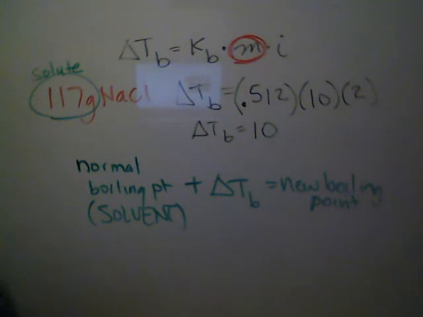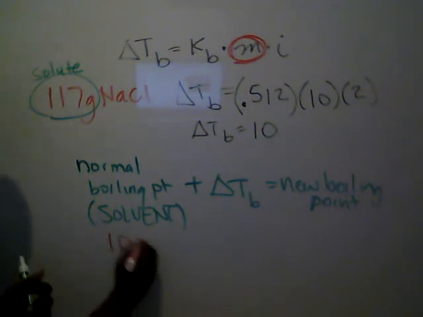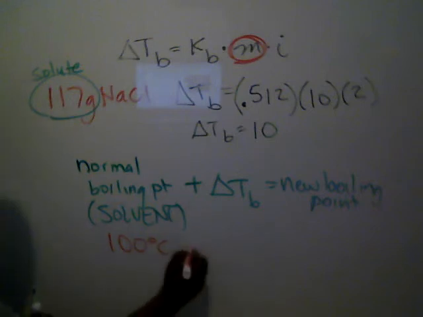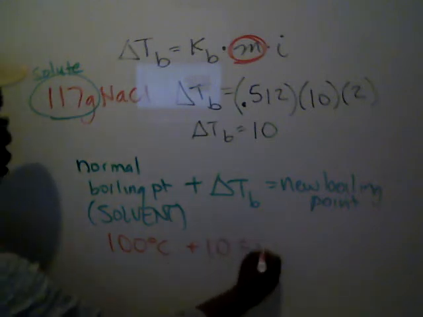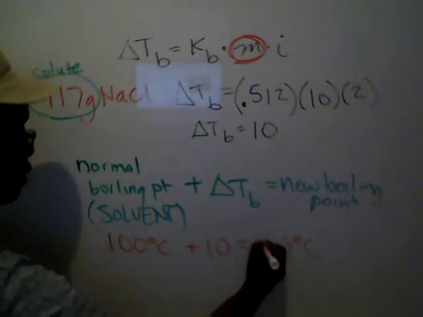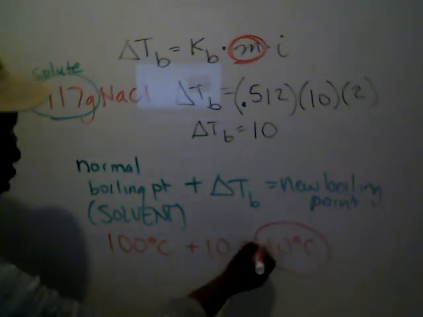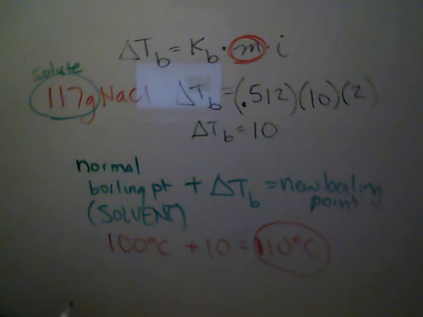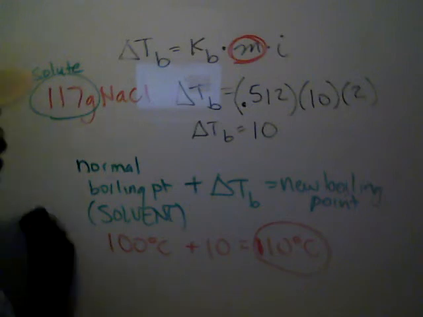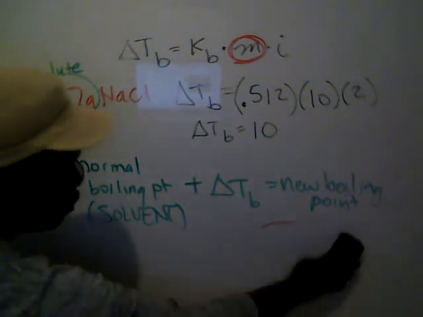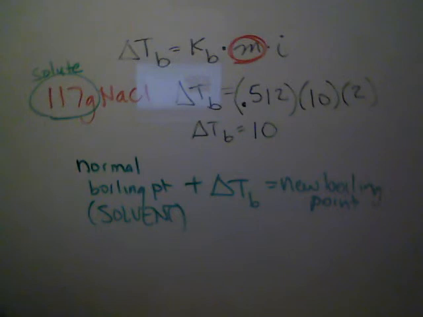So our solvent in our example was water. So water normally boils at 0 degrees Celsius. We just found the change was 10. So our new boiling point is now 110 degrees. Okay. We would do the exact same thing if we were doing the freezing point. The only difference is, so our new boiling point is 110.